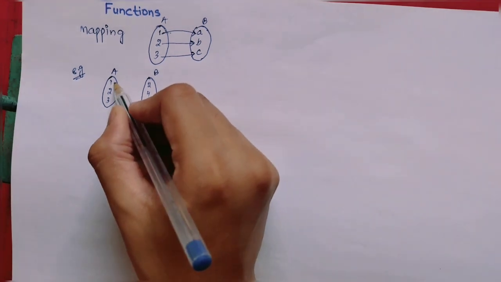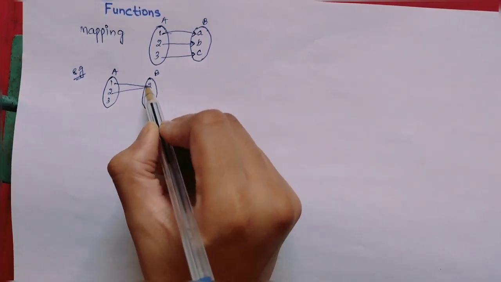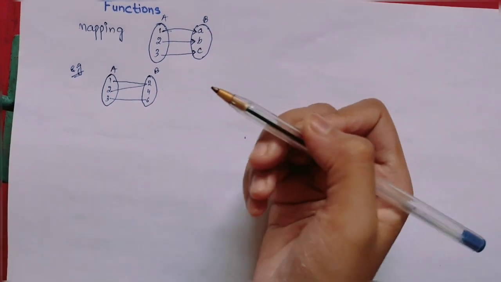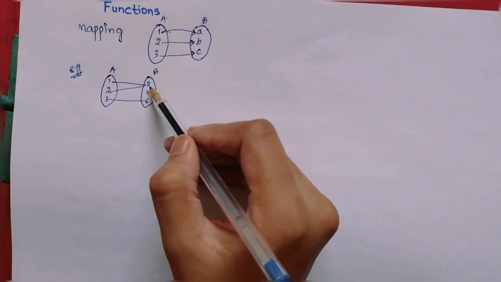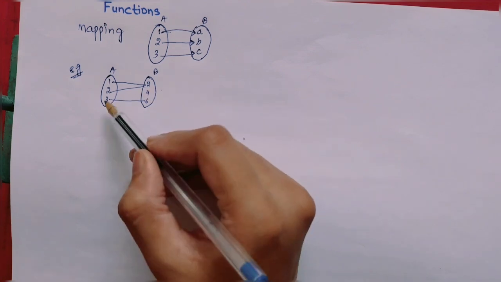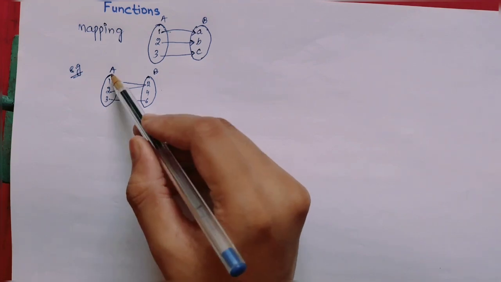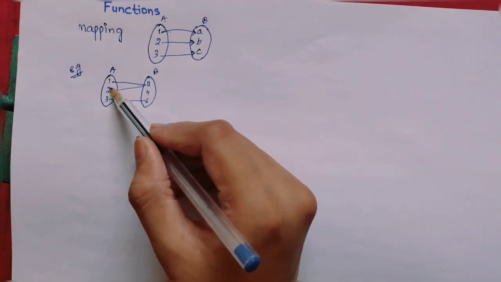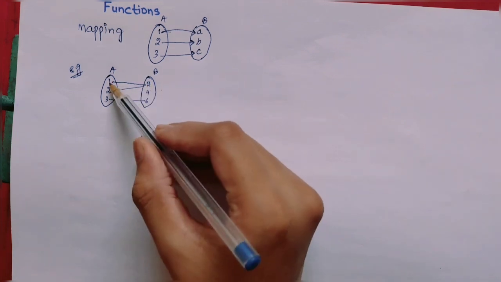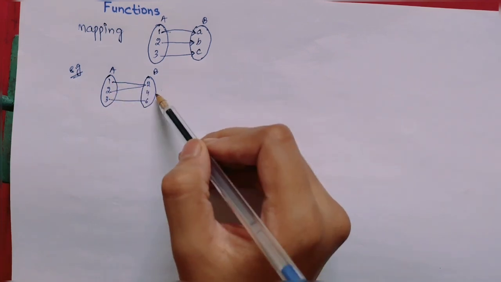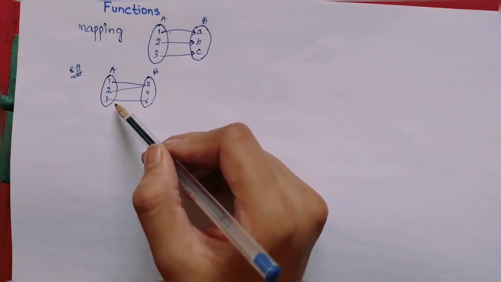For example, I draw the mapping like this. Two elements of set A map onto a single element of set B. So it is also a function because I told you that every element of set A must map onto the elements of set B. Here all the elements of A map onto the elements of B, so it's another example of a function.